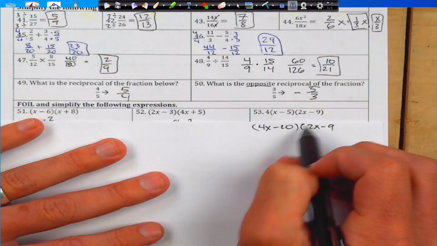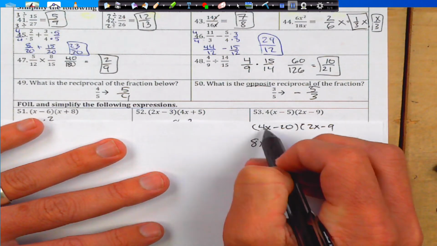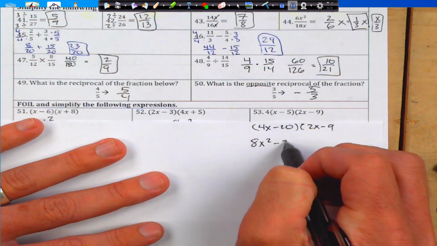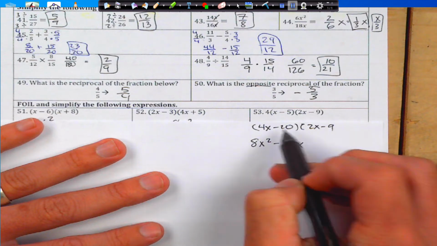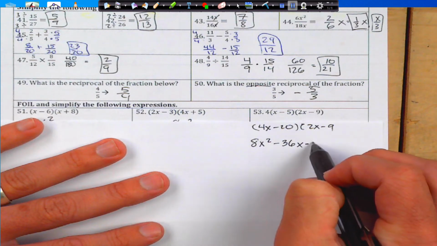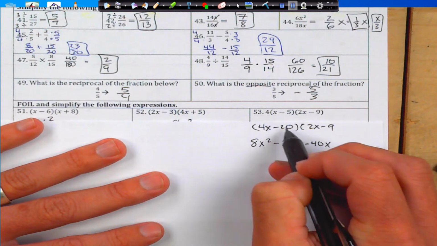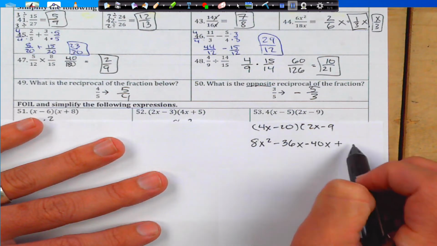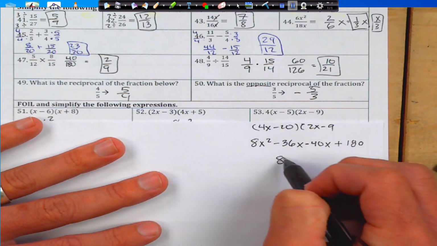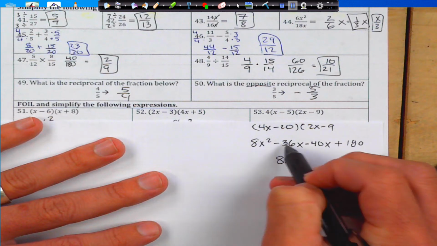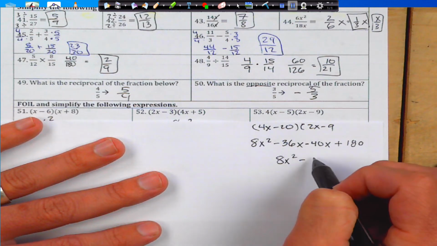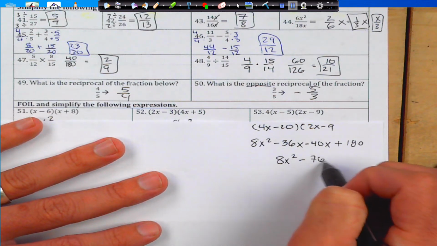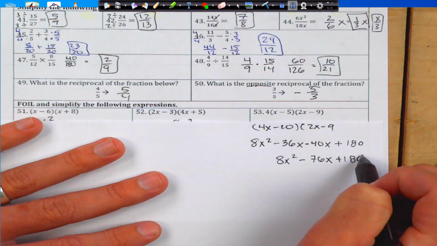So 4x times 2x is 8x squared. 4x times negative 9 is going to be a negative 36x. Negative 20 times 2x is going to be a negative 40x. Negative 20 times a negative 9 is going to make a positive 180. So we get 8x squared minus, these are both negatives, so we're going to combine them to make 76x plus 180.